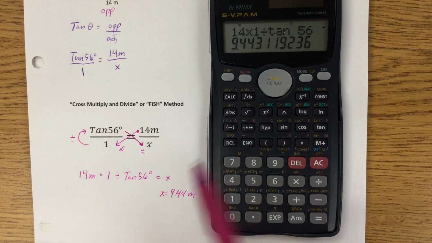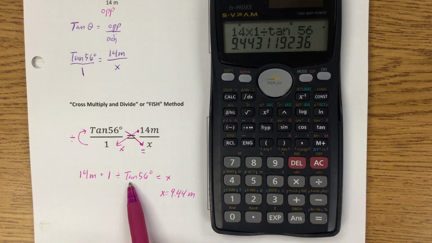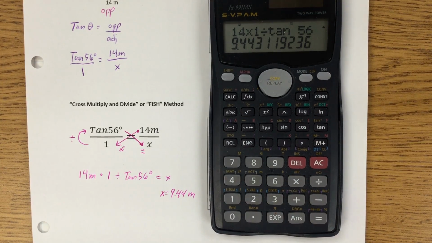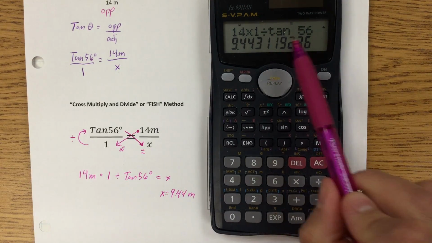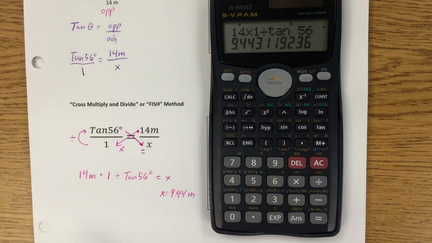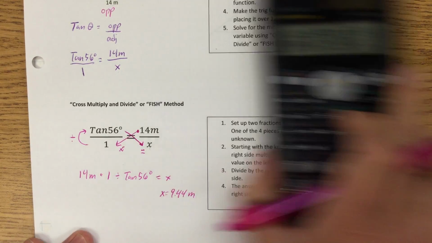Now, I'd really like you to try this on your calculators because there's a couple different ways of doing it. Number one, you might have to hit tan first, then 56. Or, depending on your calculator, you might have to hit 56 first and then tan. Each calculator is a little bit different. We'll talk about this in class as well. But try it out. Try both ways. Which one gives you 9.44? And remember again, we always need to make sure that our calculators are in degrees.